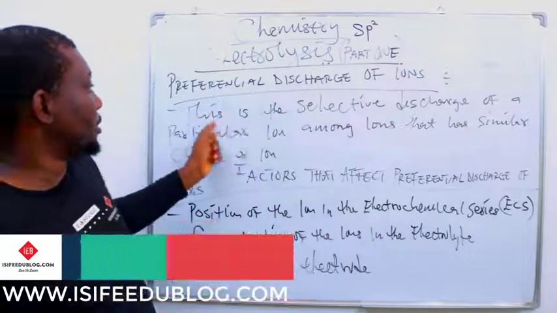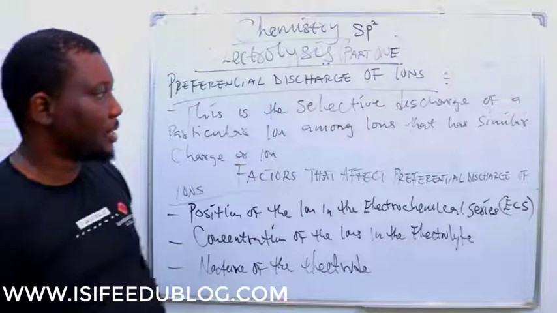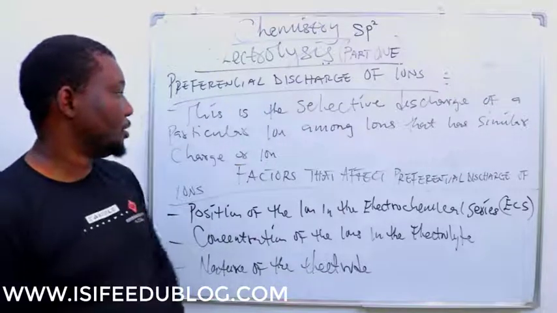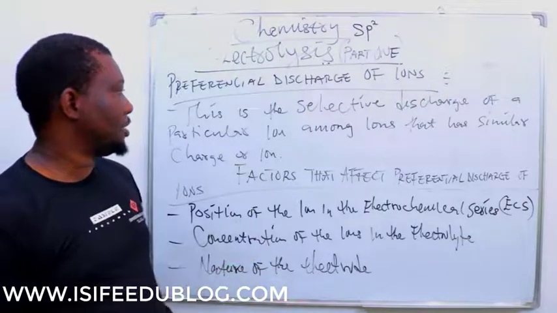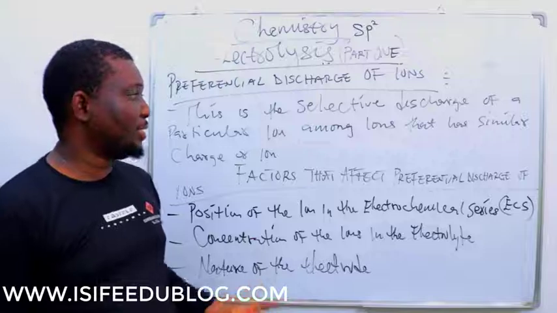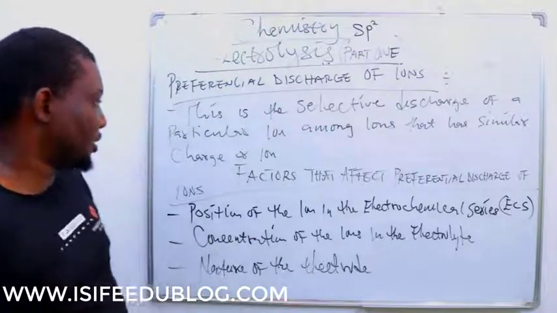Preferential discharge of ions is the selective discharge of a particular ion among ions that have similar electrical charge.